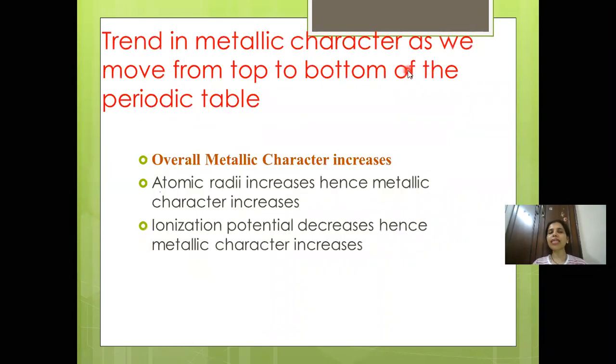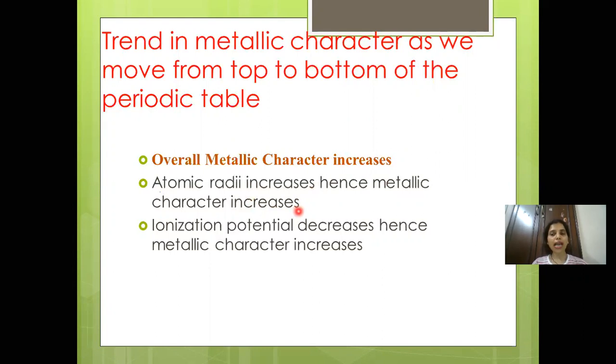So trend in the metallic character, as we move from top to bottom of the periodic table: the metallic character increases. As we have seen, what is happening to the atomic radius? It is moving away. The atomic radius is increasing. So as atomic radius is increasing, metallic character increases as it is directly proportional.